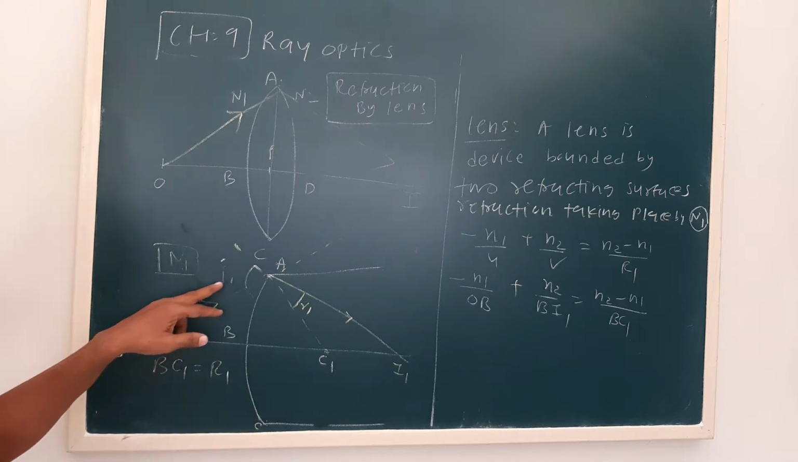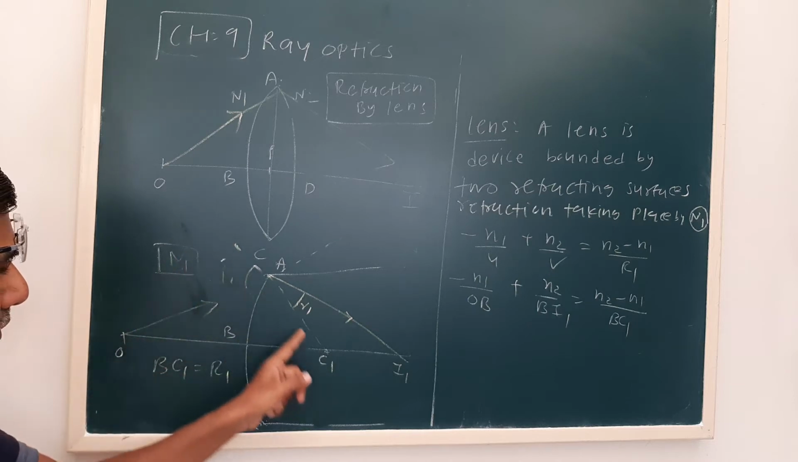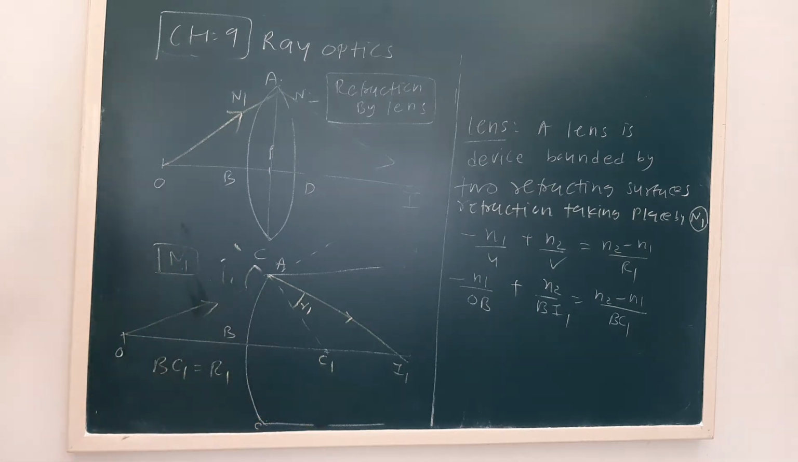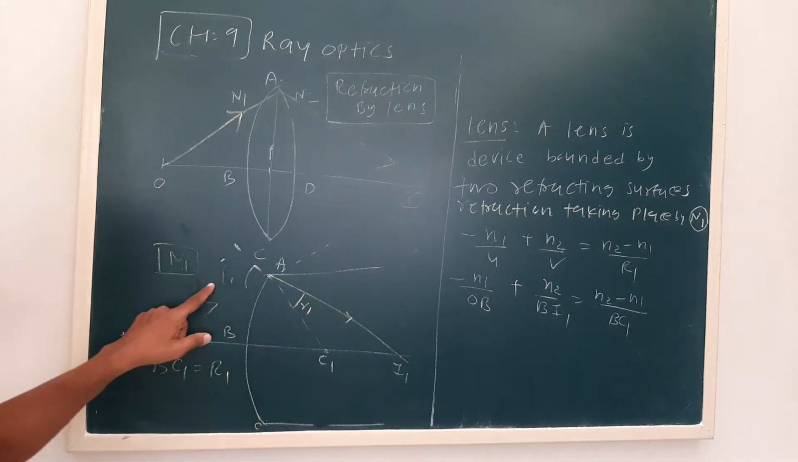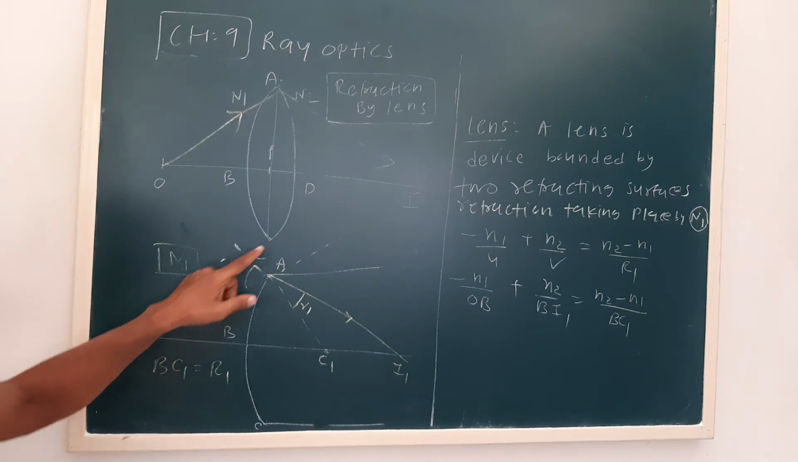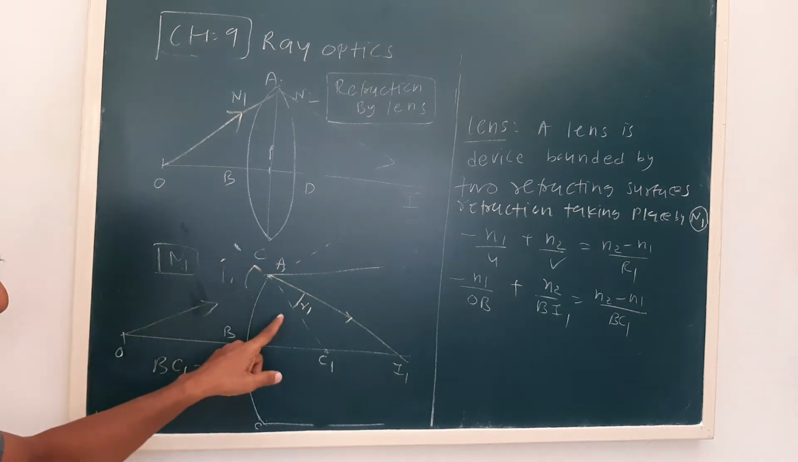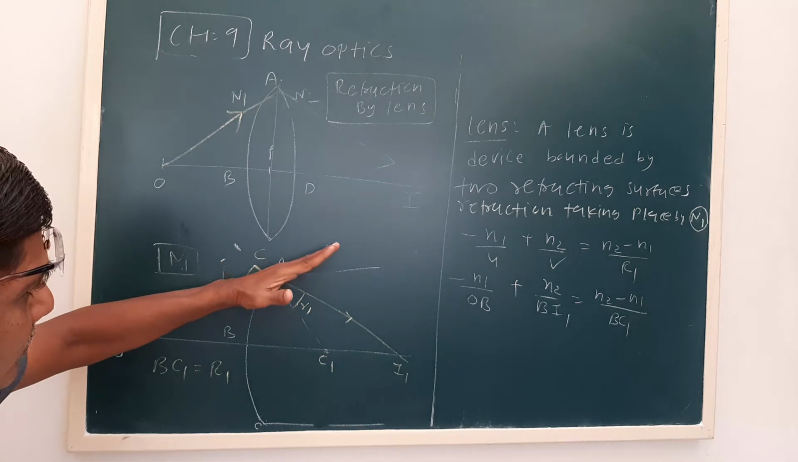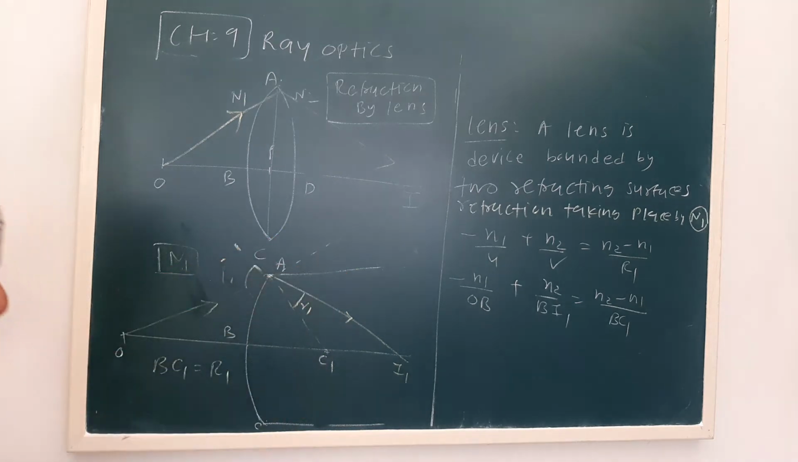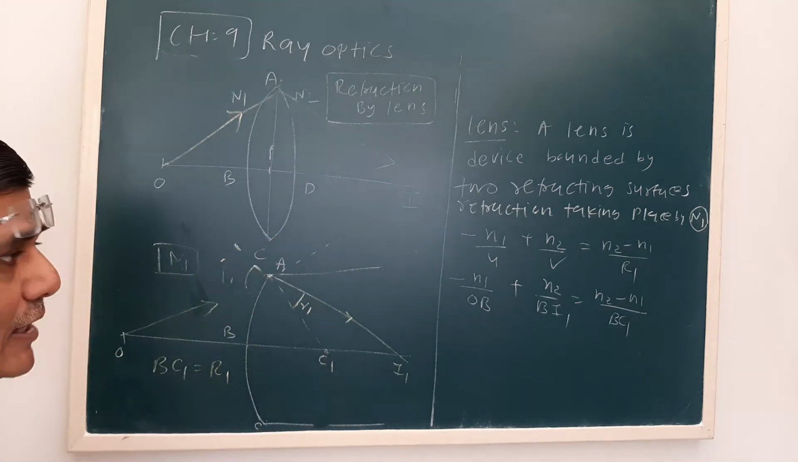Now see the first ray, the incident ray. The line passing through AC1 we can call the normal. The angle of incidence is I1. When it travels from a rarer medium to a denser medium, instead of moving in this path, it will move toward the normal. The angle of refraction is R1.